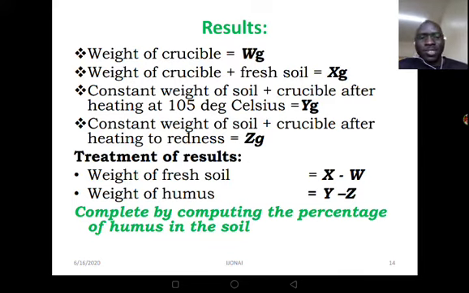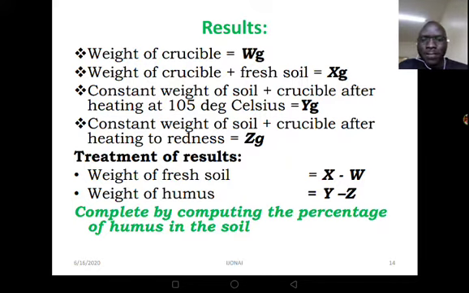Weight of the crucible, we said it was W grams. Then the weight of the crucible plus the fresh soil sample was X grams. Then the constant weight of the soil plus the crucible after heating at 100 degrees Celsius was Y grams. After removing all the water, it was Y grams. Then the constant weight of the soil plus the crucible after heating to redness, after removing all the humus, was Z grams. So how do we treat our results now?